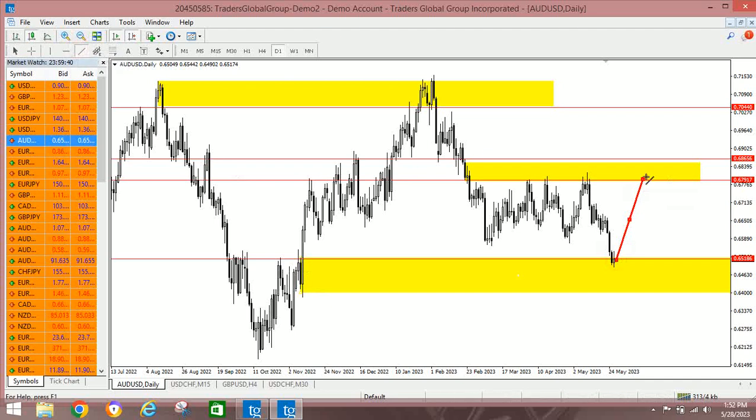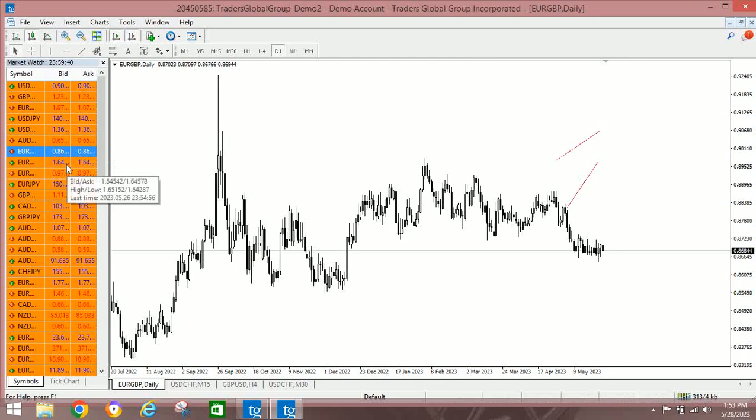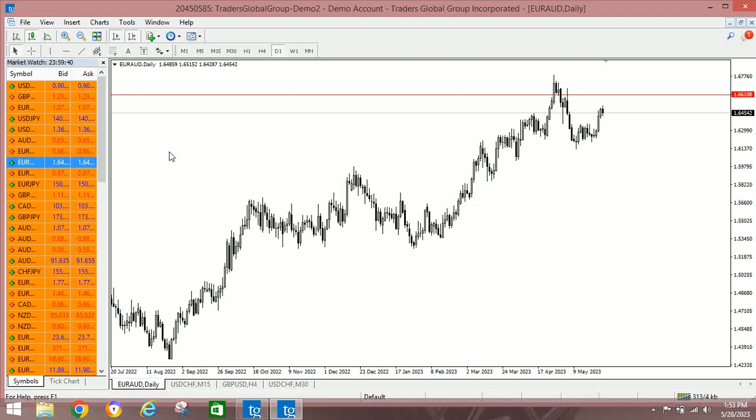So yeah, you see, I was expecting the price to just go up. I don't know what's gonna happen, but this demand and the stop loss here would be just below this demand, and this is gonna be the hugest stop loss ever. So I wouldn't take this one. So let's go for something else.